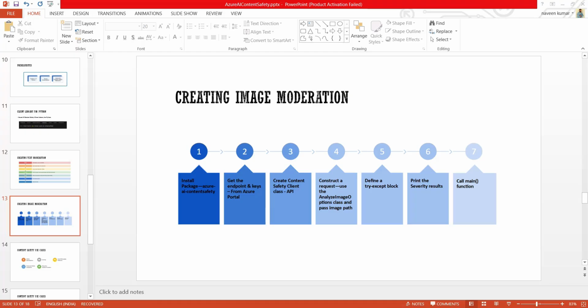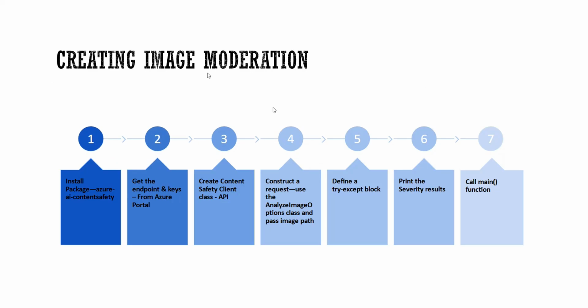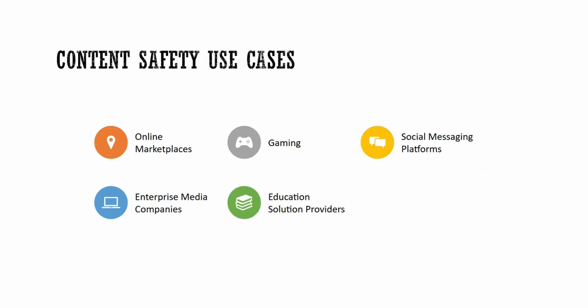Okay, and let's go back to the slide. So we have seen the image moderation, and the next one is the content safety use cases. Where we'll use this is the online marketplace, where we want to moderate the product catalog and user generated content in the marketplace, right? That's one of the use cases. You can also moderate gaming platforms, user generated game artifacts in the chat rooms, and identify them. The next one is the social messaging platform, which covers messages or images in social media, to identify whether they are safe or not.